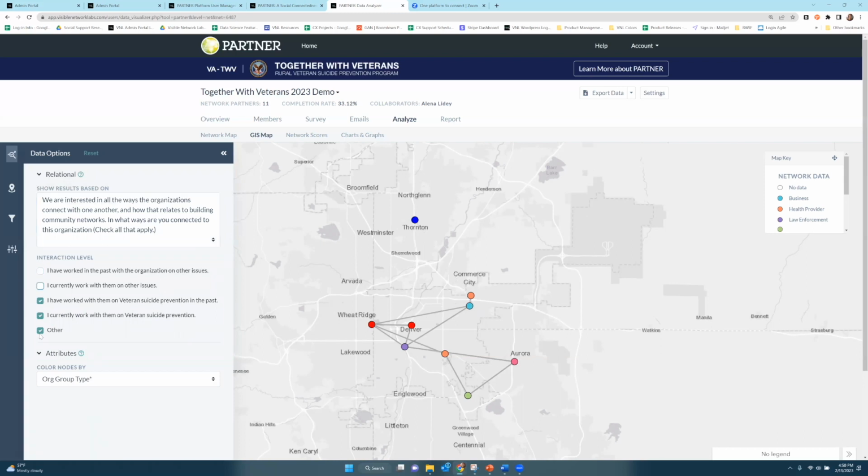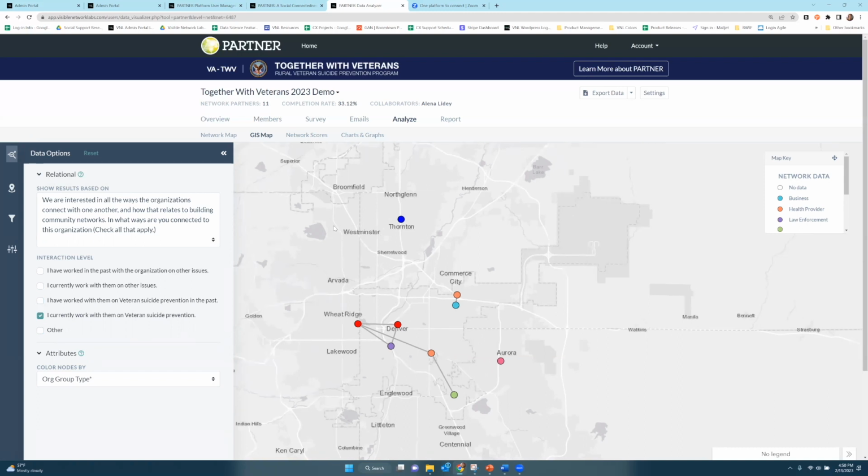So now I'm only showing the connections of those who have worked on veteran suicide prevention in the past or currently. And if I only wanted to show currently, then I can take that away and then I can see, oh, okay, we really need to start implementing some new initiatives up north. Whereas between Denver and Wheat Ridge, that seems to be already occurring. That's one way of looking at that.